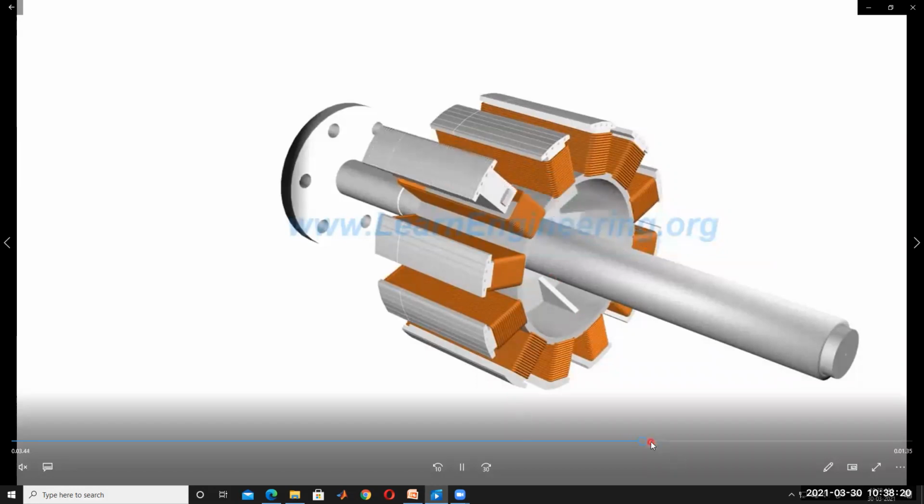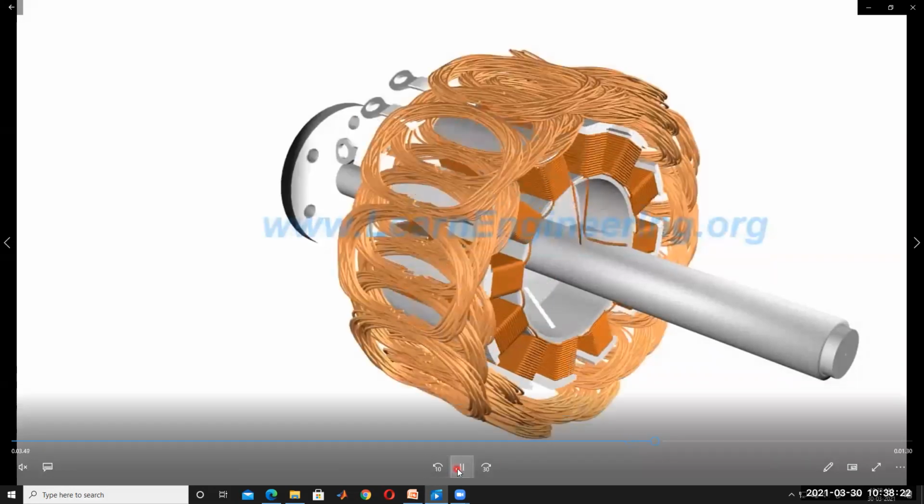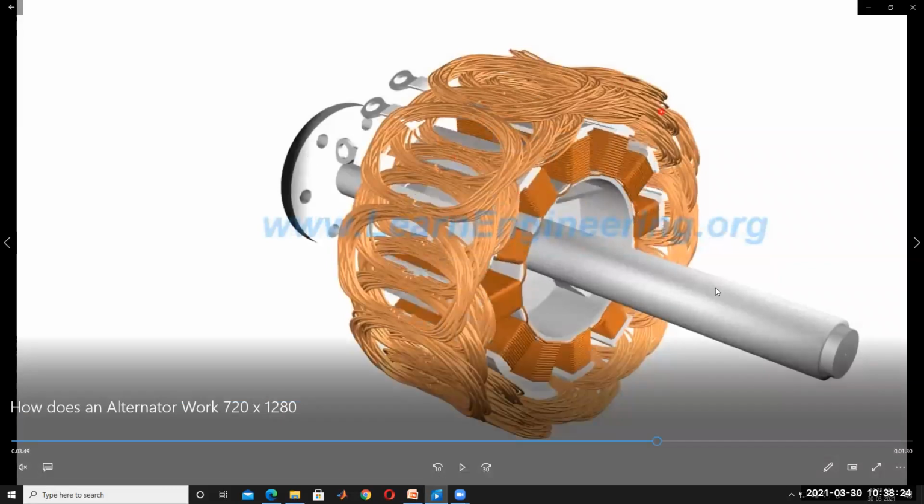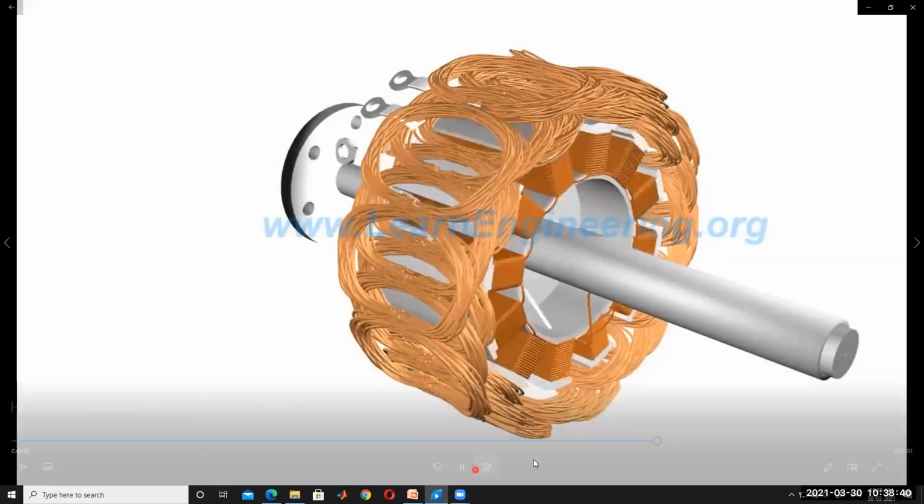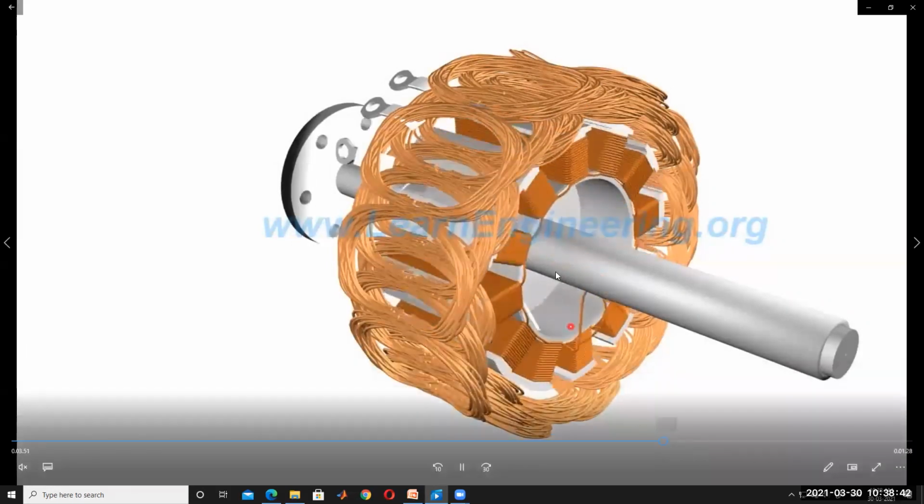This is called the stator winding. In the stator winding, the rotor is rotating. You have three phases, and the three phases are distributed like this. In the stator winding, these three phases are equally distributed, and only then will they be balanced. So like this, the rotor is rotating.